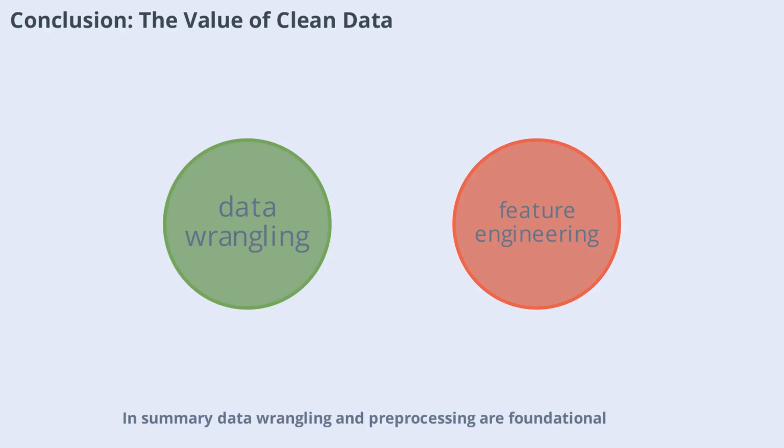Summary: data wrangling and preprocessing are foundational steps in any data science project. By handling missing values, identifying outliers, formatting data consistently, and engineering useful features, we set ourselves up for success. Clean, well-prepared data leads to more accurate models and better insights. Remember, the time invested in preprocessing pays off throughout the entire data science workflow.